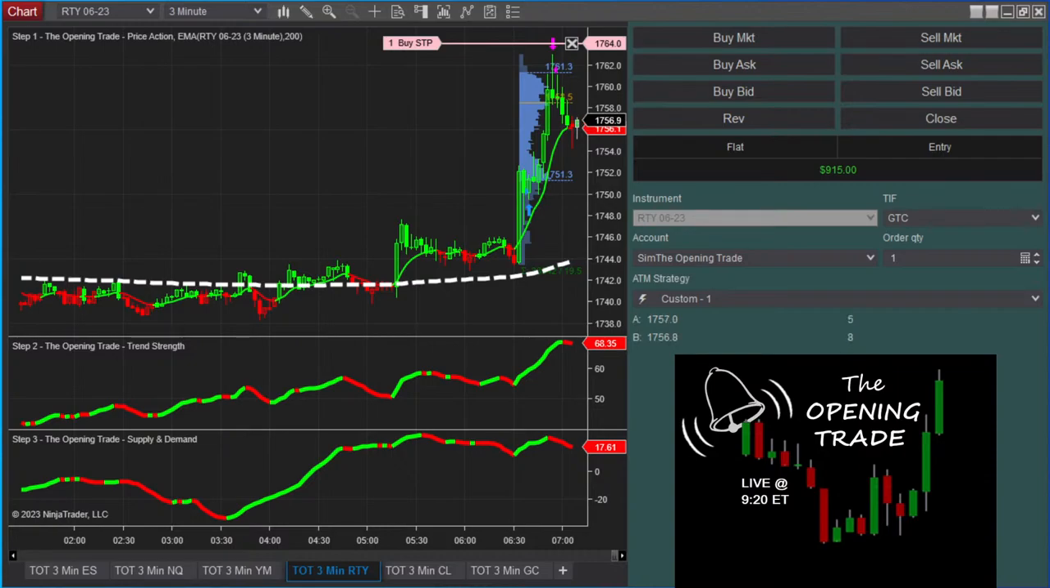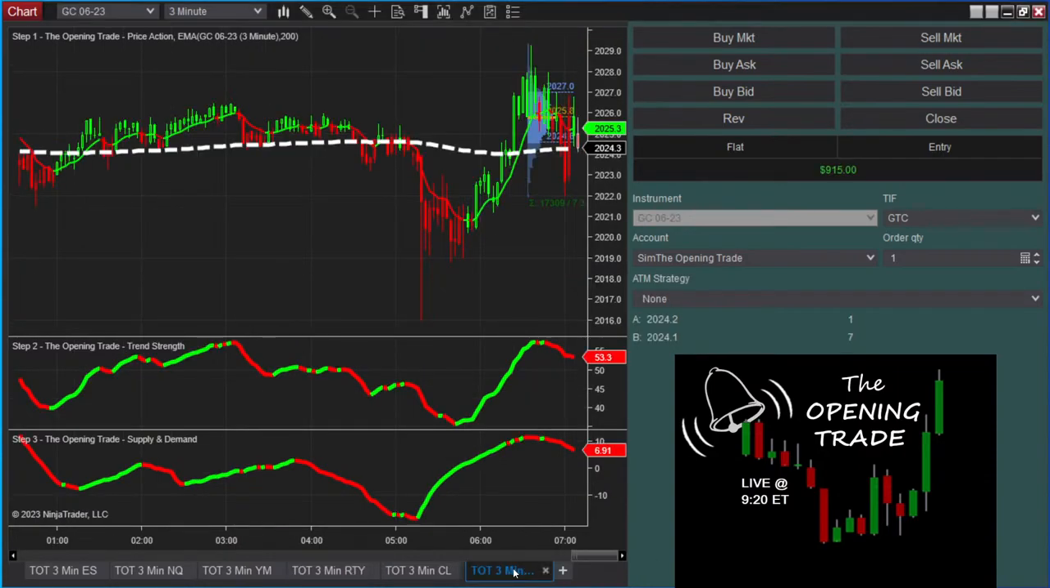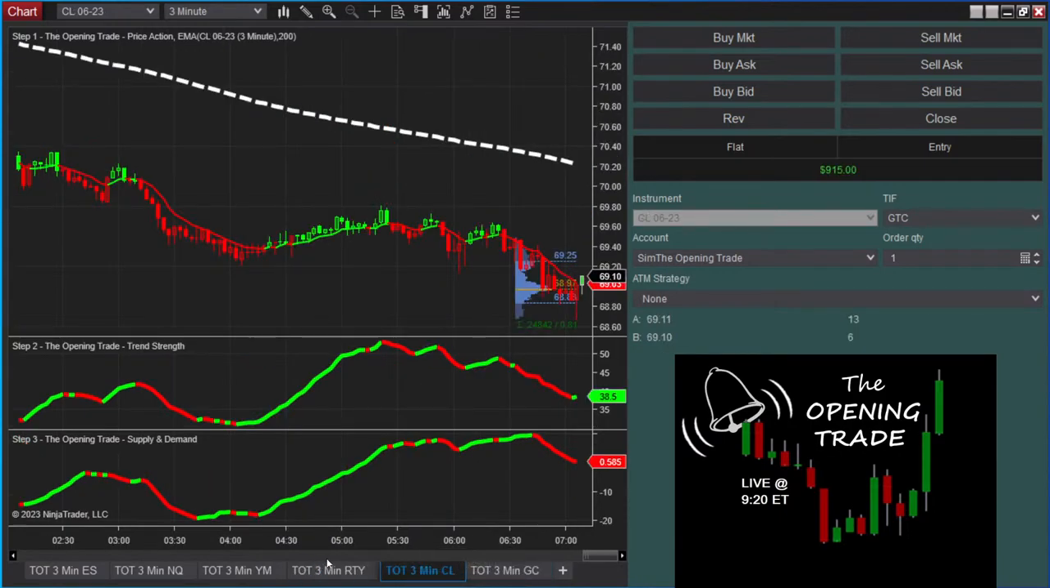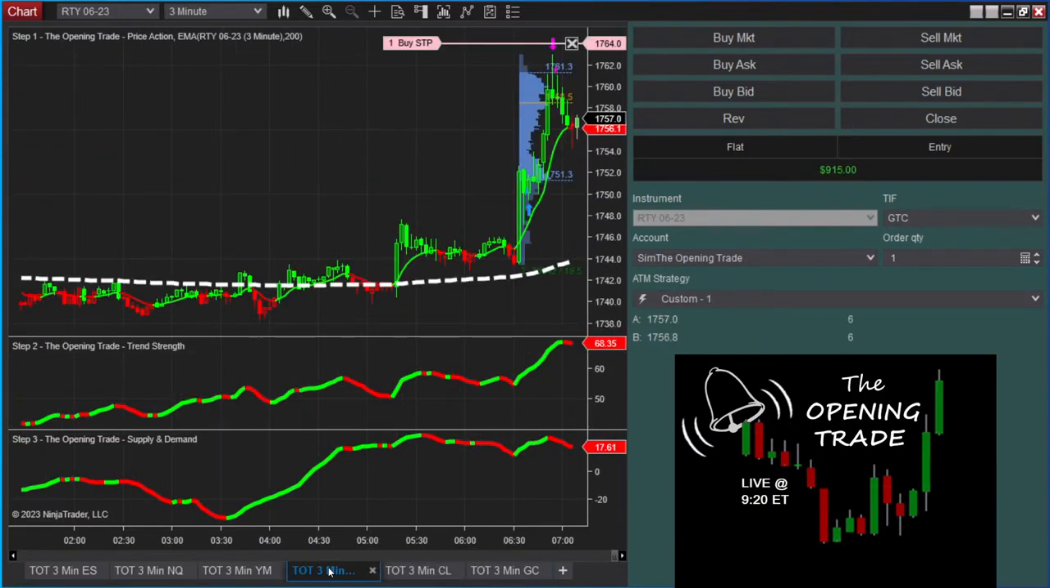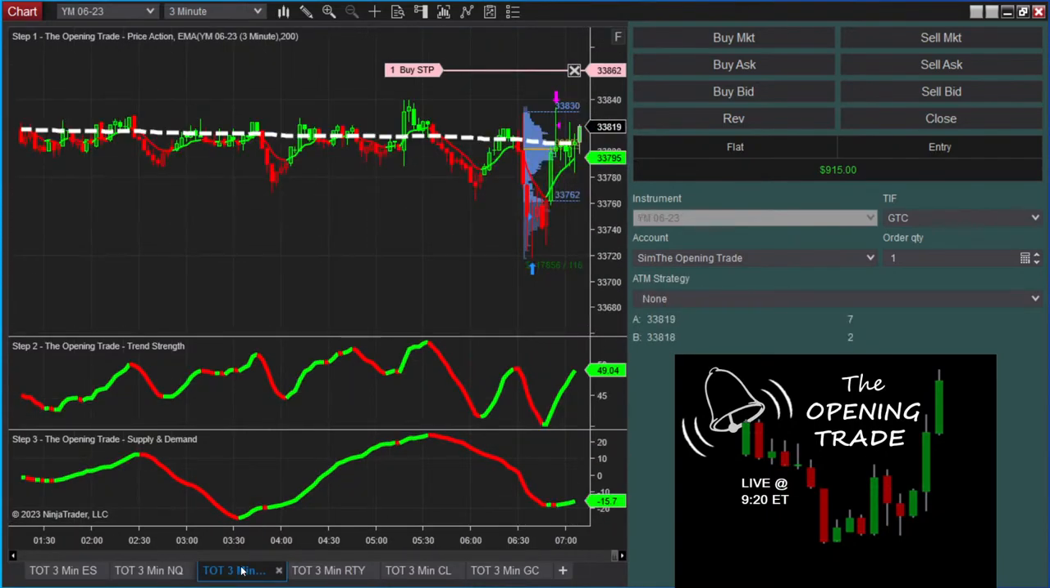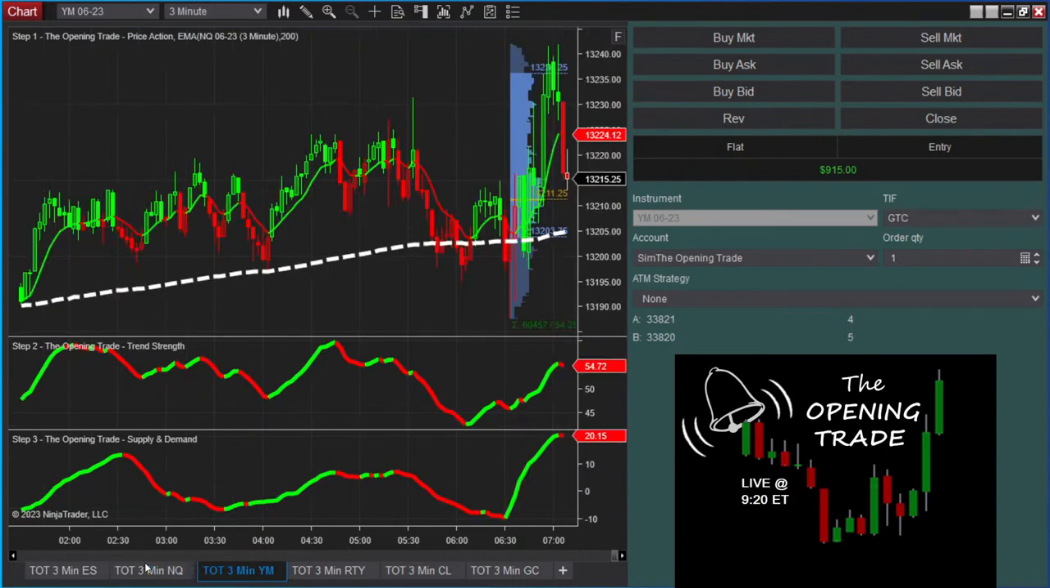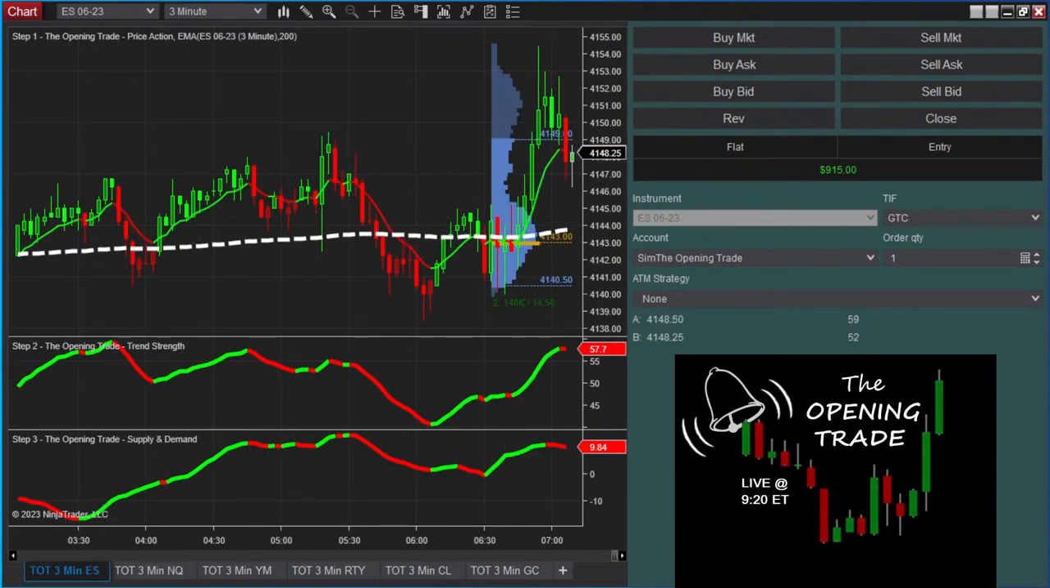So let's look at the gold. Yup. Crude oil, yup. Russell is really struggling. We see that here with that red candle. But maybe it'll find the support it needs. Here we have the Dow Jones futures. Here we have NASDAQ and S&P 500.